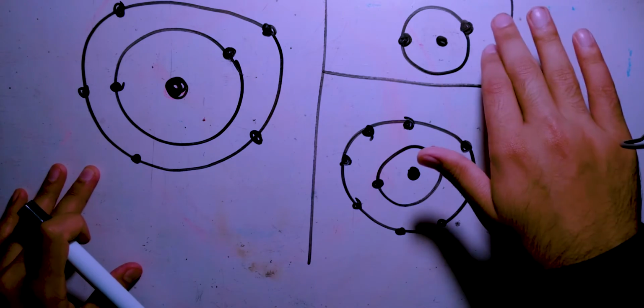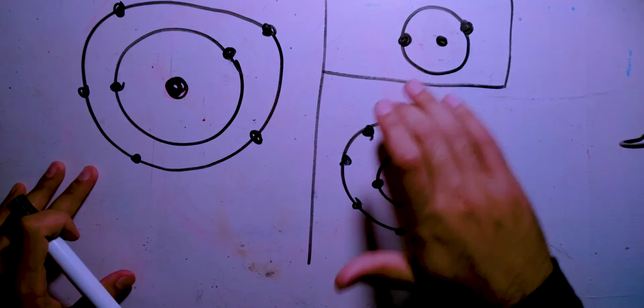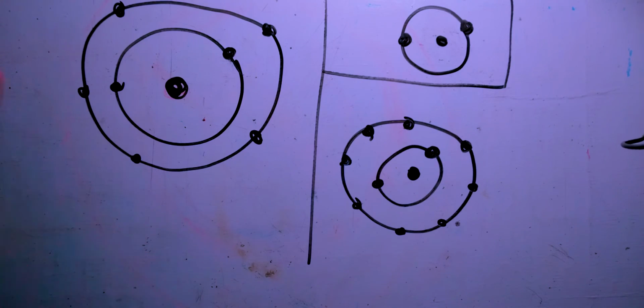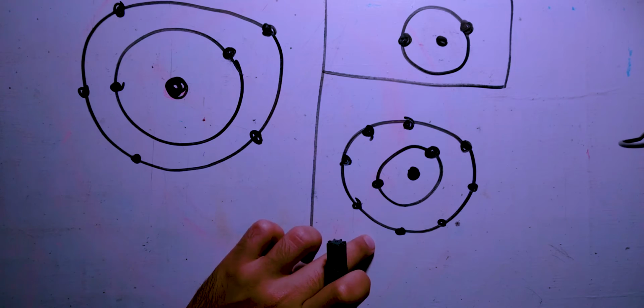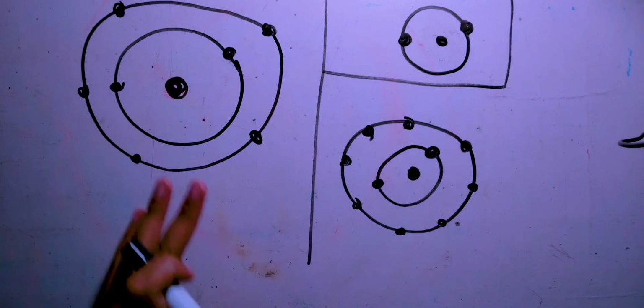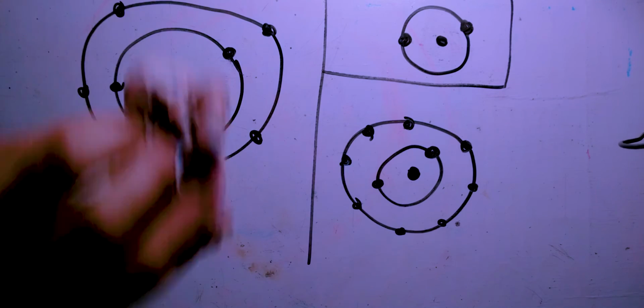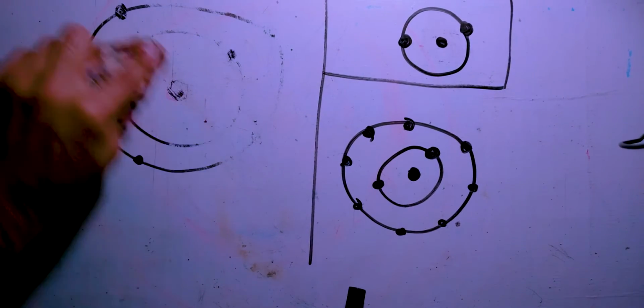Now an exception to this is helium, because helium is stable when it has only 2 electrons in its outermost shell, because its outermost shell can accommodate only that many electrons. But apart from that, if we come to neon, even neon has 1, 2, 3, 4, 5, 6, 7, 8 electrons in its outermost shell. So it follows the octet rule, it is very stable, and it also follows the 2n square rule.